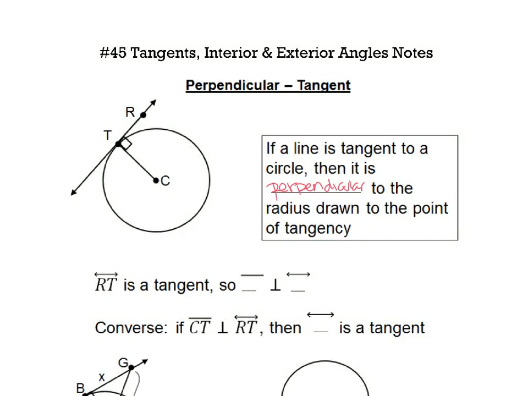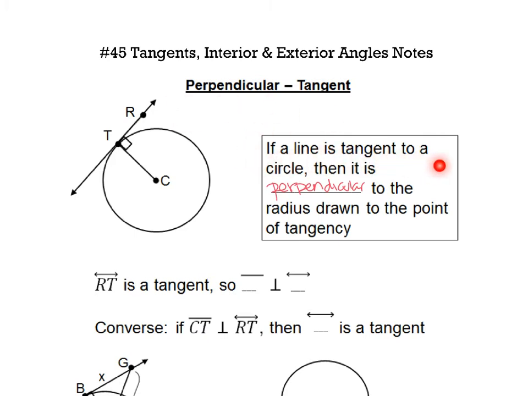Hey kiddos, today we're going to be talking about a lot of stuff. We're going to be talking about tangents, and then we're going to talk about interior and exterior angles. So, first let's begin with tangents, and we're going to talk about a particular situation of tangents being perpendicular.